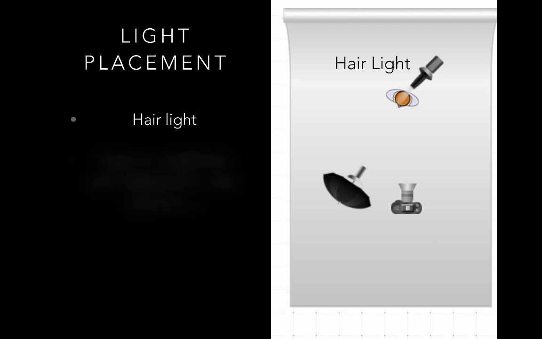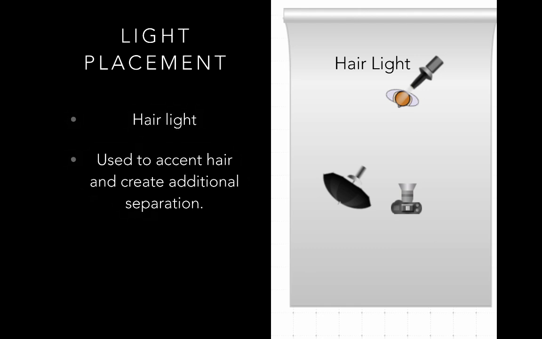Hair light. Hair light is specifically what it sounds like. It's used to accent hair and create additional separation. No real difference in hair light and rim light or kicker light, other than the fact that it's on the hair. Typically, it's snooted or gridded, and typically it's up above the hair, kind of pointing down.